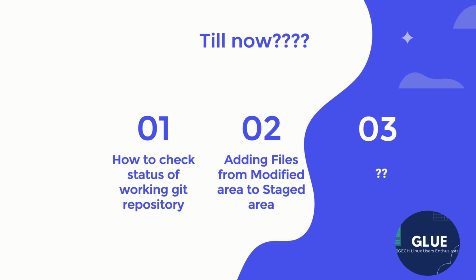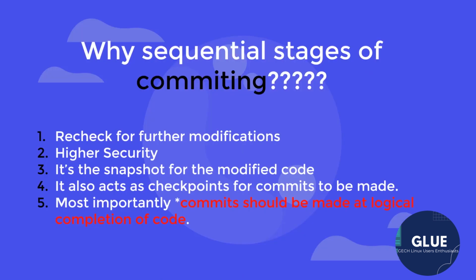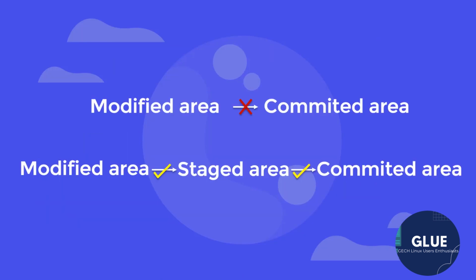Now, you may be wondering why you have to follow the sequence of modified, staged, and commit. And also you may think that we can push files from the modified area directly into the committing area. But let me answer this question. Suppose you add the files directly from the modified area to the committed area, your files won't get tracked for their changes. And once committed, further modifications cannot be checked. Here, adding the files directly from the modified area to the committed area is practically not allowed and impossible in Git.